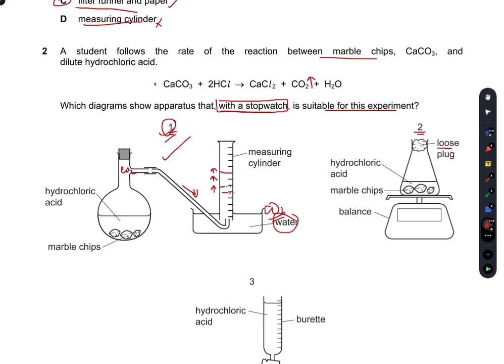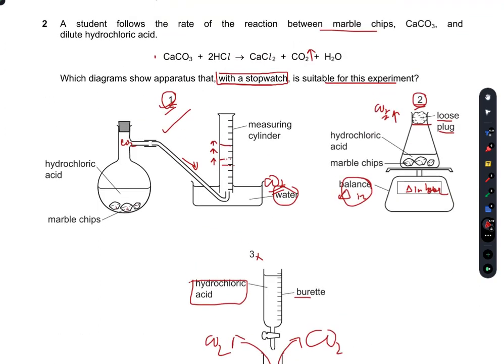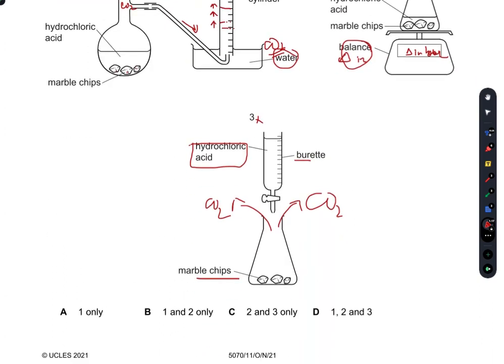In 2, there is a loose cotton plug at the top, so the CO2 escapes through, and the change in balance will help us measure the amount of CO2 produced. So 2 is also correct. In 3, we have marble chips. With a burette, we are adding HCl. But 3 is not suitable. Why is it not suitable? Because CO2 escapes from the sides. So I would say that 1 and 2 are correct. So B is your right answer.